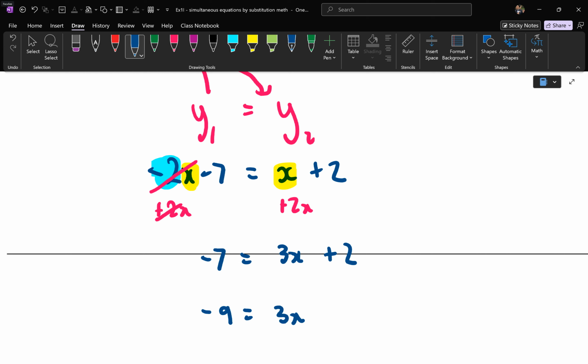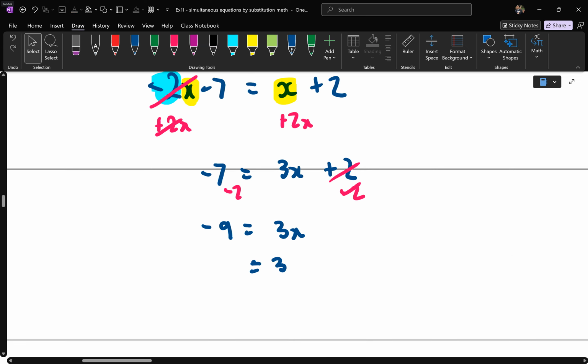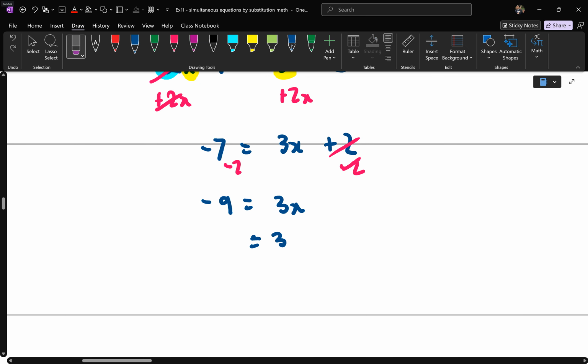Negative 9 equals 3x. So I minus 2 on both sides. And then finally, x is equal to negative 3. Divide both sides by 3. And x equals negative 3.